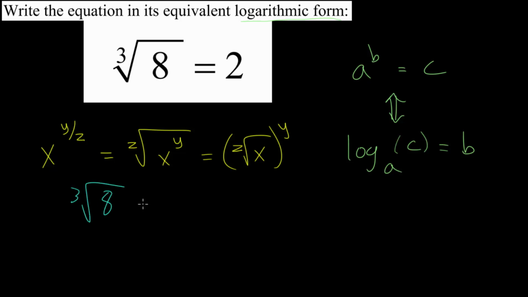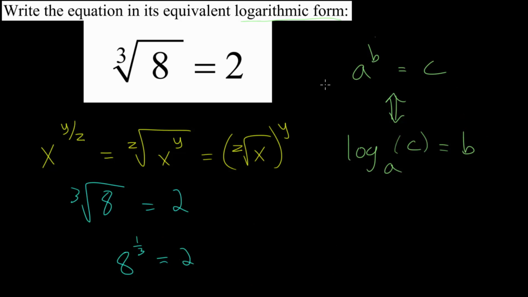So with this, let's start by rewriting it. We have the cubed root of 8, and that's equal to 2. Well, we can rewrite this side as 8 raised to the 1/3 power, since 8 is just raised to the first power on the inside, and we're taking a cubed root, and the root is the denominator of our exponent here. And all of this is equal to 2.